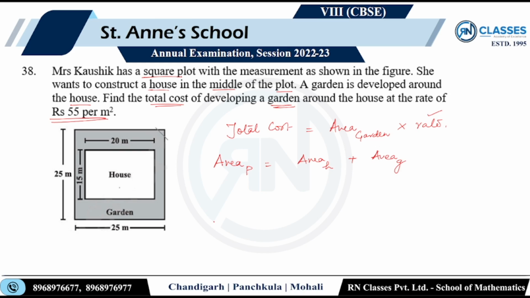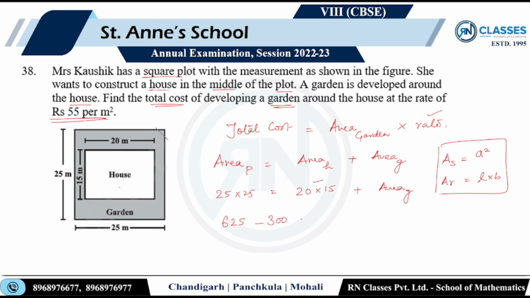Area of plot I can find because it is a square, 25 into 25, right? फॉर्मूला भाई खुद लिख सकते हो. 25 into 25. Area of house क्या है? It's a rectangle, 20 into 15, plus area of garden. Of course area of a square आपको लिखना पड़ेगा a square. Area of rectangle आपको लिखना पड़ेगा l into b. Of course ये लिख के दिखाना पड़ेगा, otherwise नंबर कट जाएंगे भाई, ध्यान से. 25 into 25, that is 625, minus 20 into 15, that is 300, which is equal to area of garden.